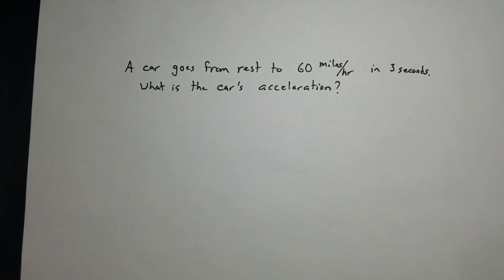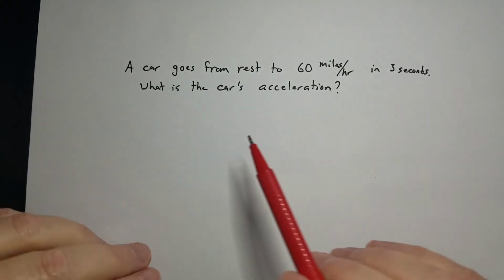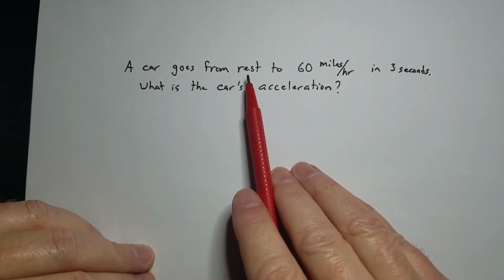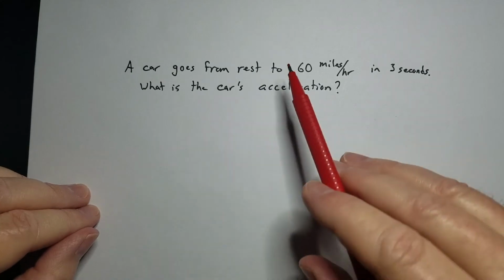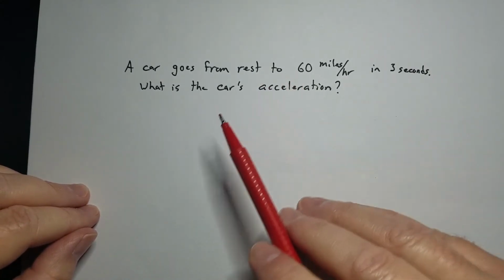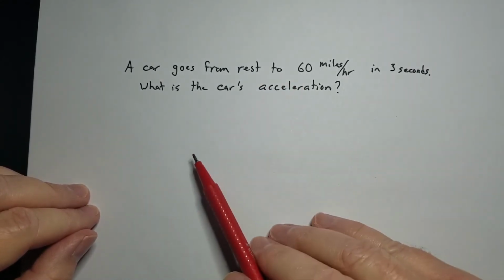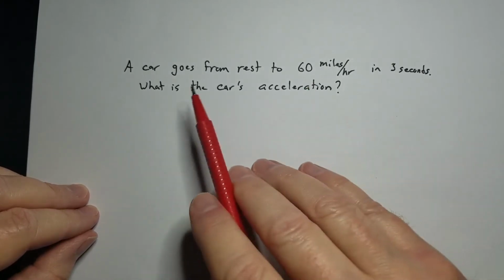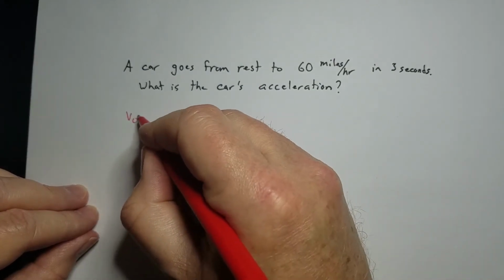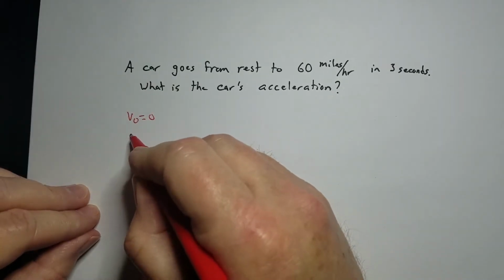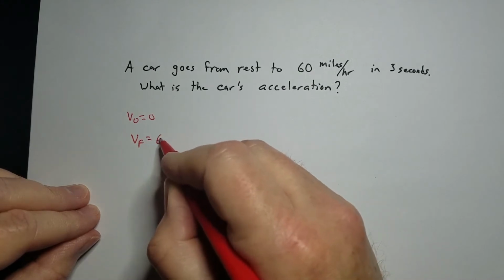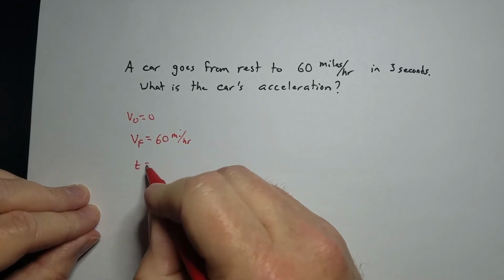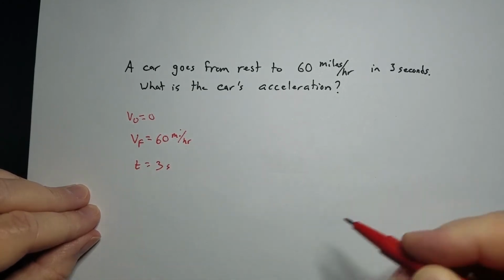Well, first of all, sometimes we hide numbers with words. So a car goes from rest. If it goes from rest, that means its original velocity is 0. If it comes to rest, that means the final velocity is 0. Or if it comes to a stop or comes to a halt, all those are ways to say that the final velocity is 0. So on this one, the original velocity is 0. Our final velocity, because that's what it gets up to, is 60 miles an hour. And then our time is 3 seconds.